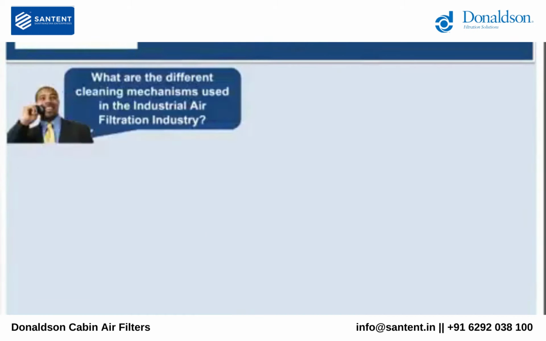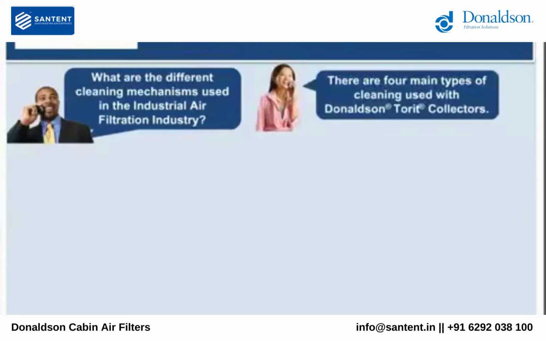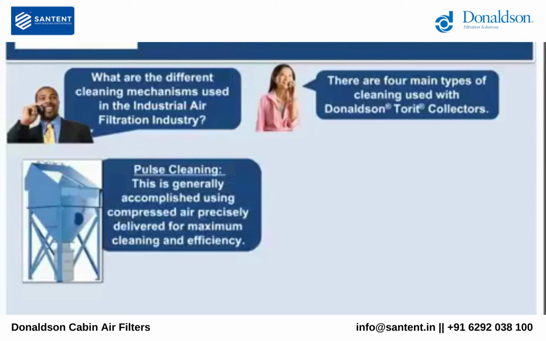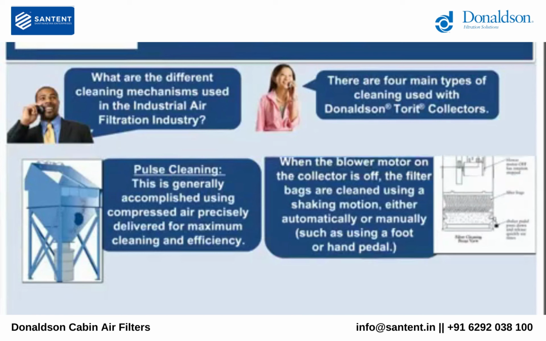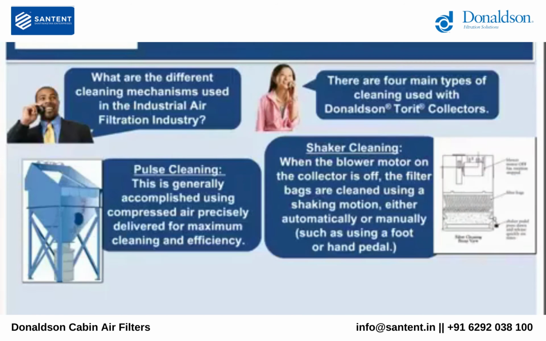What are the different cleaning mechanisms used in the industrial air filtration industry? There are 4 main types of cleaning used with Donaldson Filters collectors. Pulse cleaning. This is generally accomplished using compressed air precisely delivered for maximum cleaning and efficiency. Shaker cleaning. When the blower motor on the collector is off, the filter bags are cleaned using a shaking motion, either automatically or manually, such as using a foot or hand pedal.